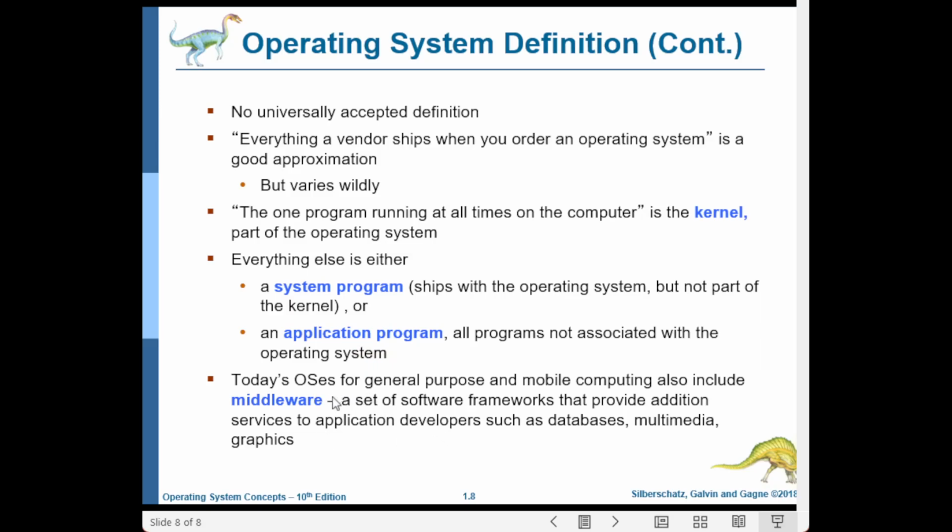Today's OS for general purpose and mobile computing. At this point, we want to emphasize mobile operating systems. A mobile operating system includes middleware. What is middleware? It is a set of software that provides additional services to application developers, for example databases, multimedia and graphics, for mobile devices. That's all for topic 1.1, the definition.